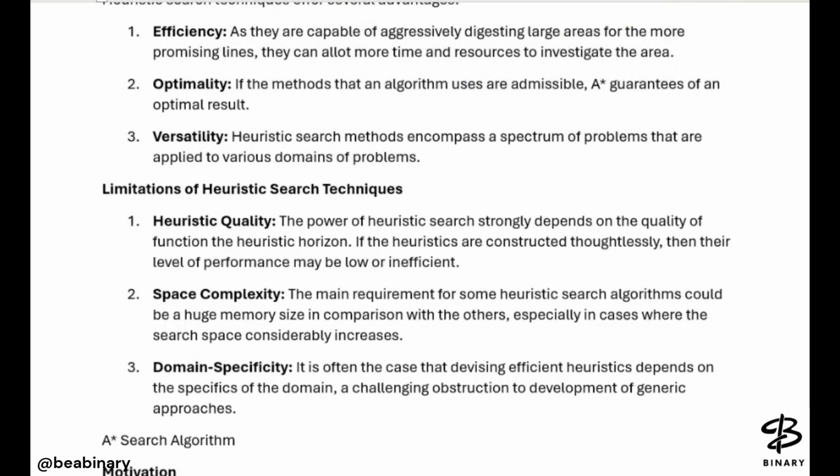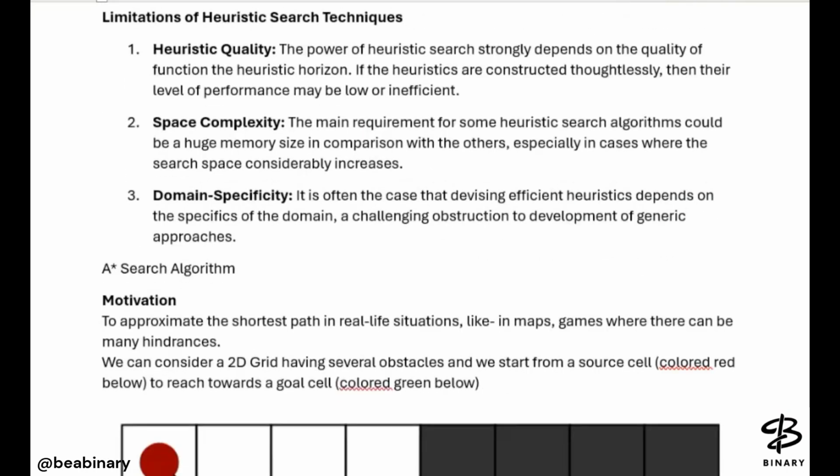Heuristic quality. When we are talking about heuristic quality, we are talking about finding the heuristic value here. Space complexity, when there is a possibility of finding the number of spaces, and when we are talking about a complex search technique, then the domain specificity.